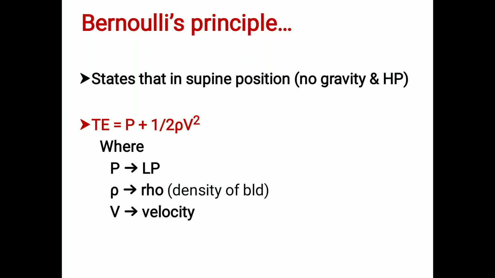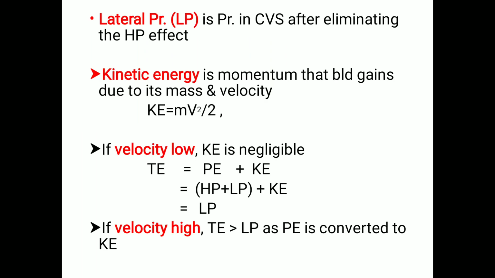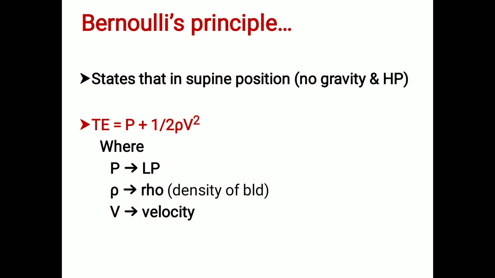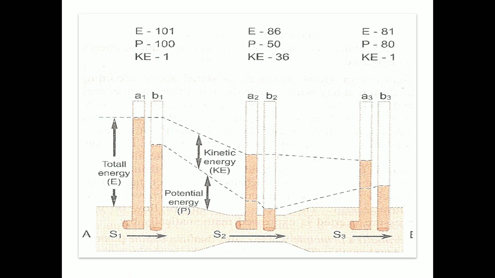So this is the Bernoulli's principle in a blood vessel, where P here is the lateral pressure. We are considering lateral pressure as the pressure in the cardiovascular system after eliminating the hydrostatic pressure. Because it's a supine position, no effect of gravity will be there, no hydrostatic pressure generated. So here this is the Bernoulli's principle in three situations.